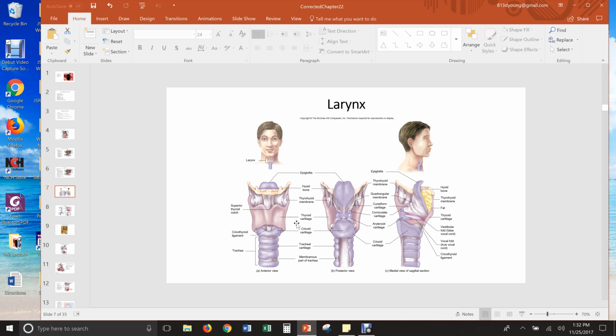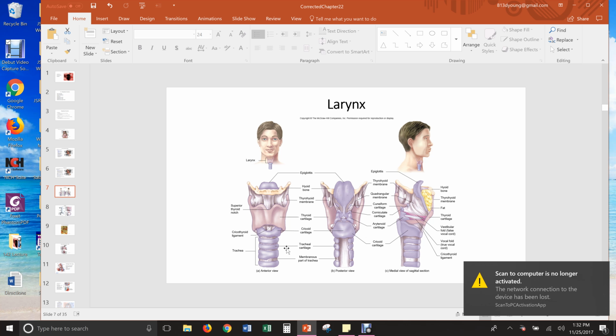As we look at the larynx, it's a special structure. It is going to be the area that we're going to find our vocal cords. It has some very interesting cartilage, especially the cartilage that makes up the Adam's apple. The cartilage is going to have some very interesting structure to it.